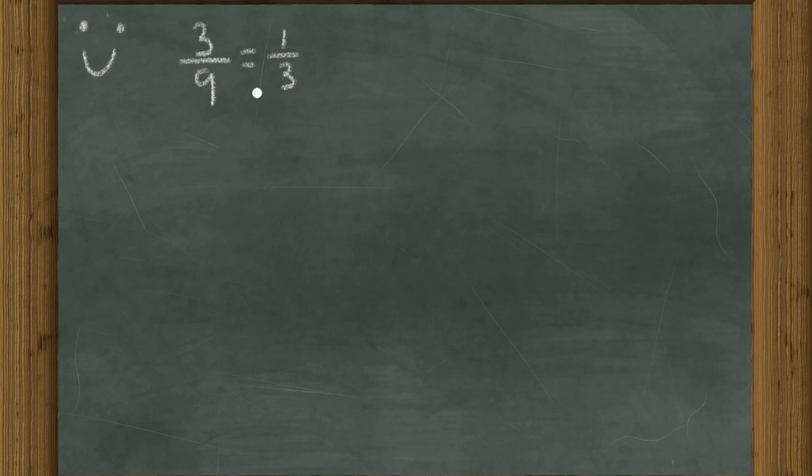Now you can see we've simplified this fraction in the sense that we wrote the numerator and the denominator in the smallest possible numbers and still have it mean the same thing. So how do we come up with this solution? First, we have to find the greatest common factor between the numerator and the denominator, which in this case is 3. So I'm going to rewrite this and take out the greatest common factors.